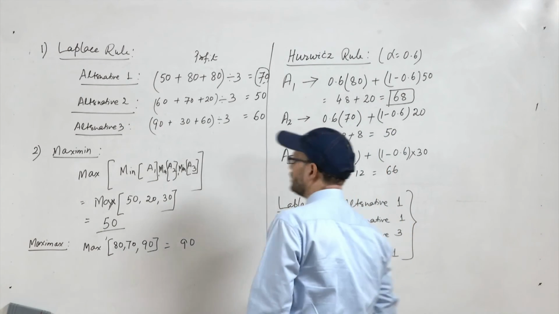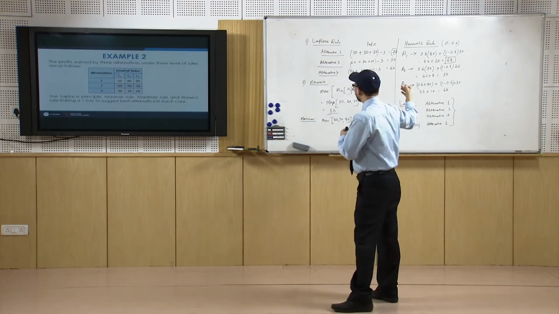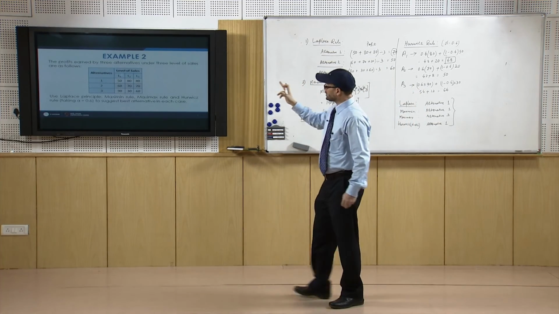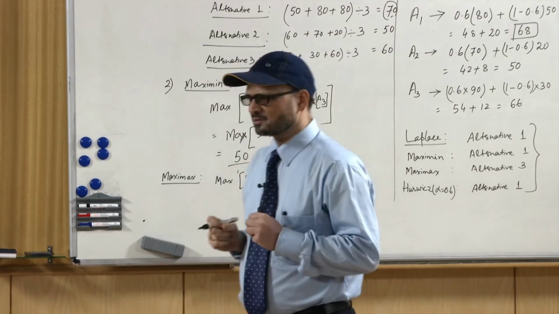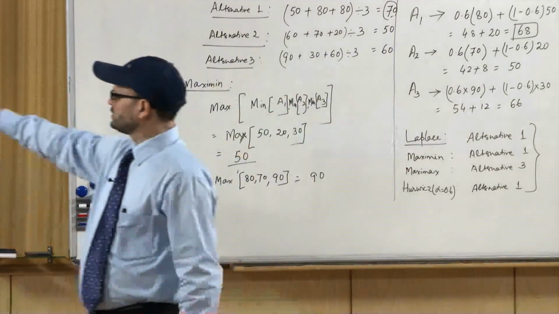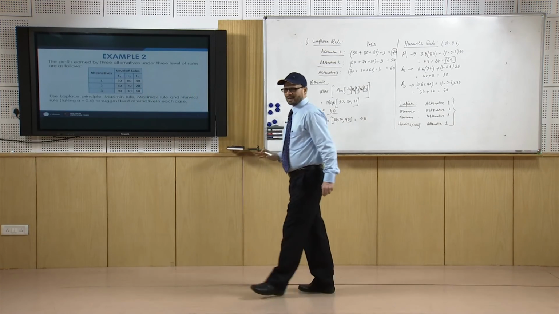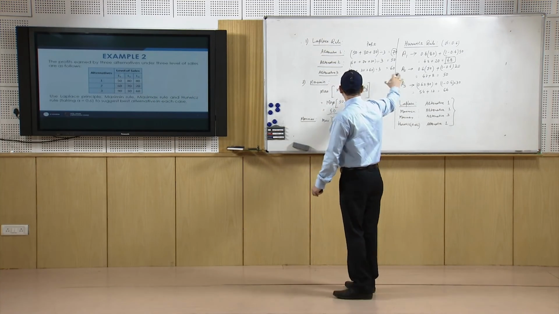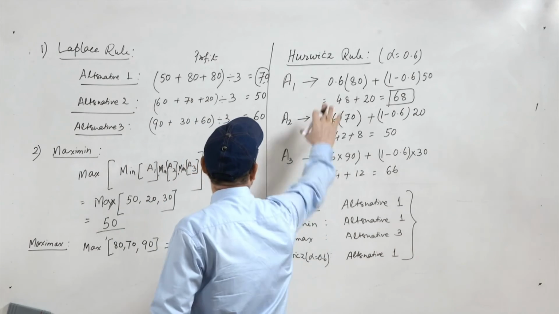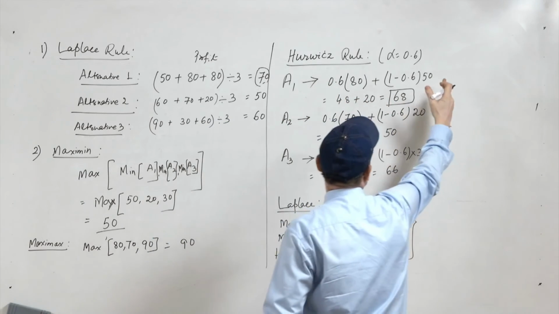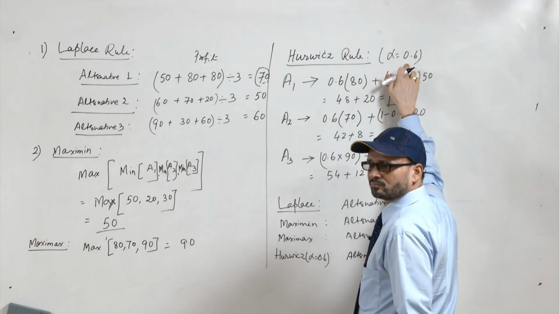So, this is how you come to the conclusion which alternative should be selected, at least in the cases when the probability levels are not mentioned. There is no certainty, there is no value of probability being given, and in those cases these are the methods: Laplace, Maximin, Maximax and Hurwitz. Hurwitz can have different values if we change the alpha.